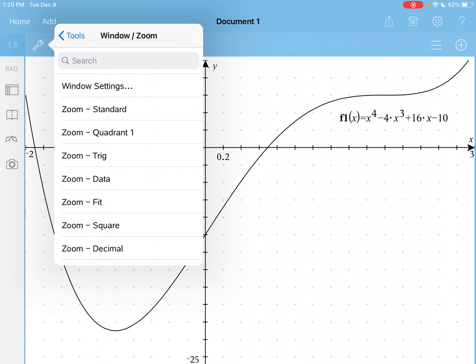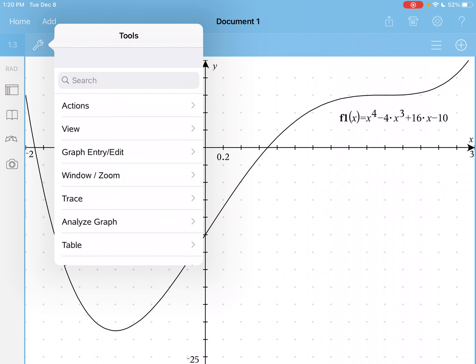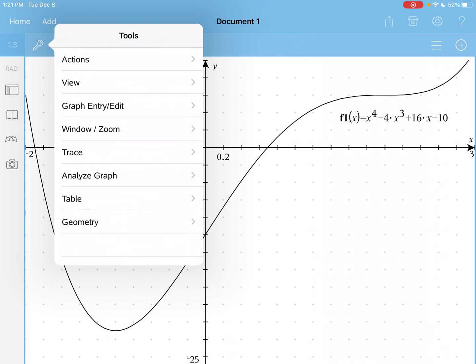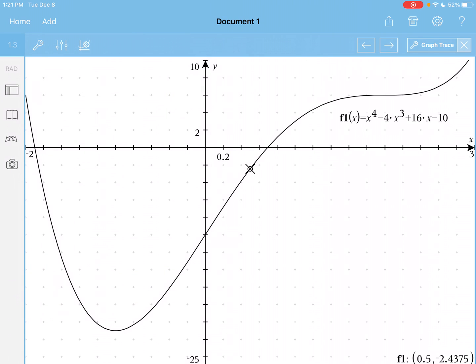Another thing the Inspire CAS will do that the regular Inspire won't is give us more detailed information if we come down here to trace, everybody. So if I go to trace, and we're going to do a graph trace here, I can take this point and drag it all the way over here. If I go slowly with it, it might tell us when we hit, yep, there it is, if you saw it, a minimum. And look down in your bottom right corner, -1, -21 is the coordinate.